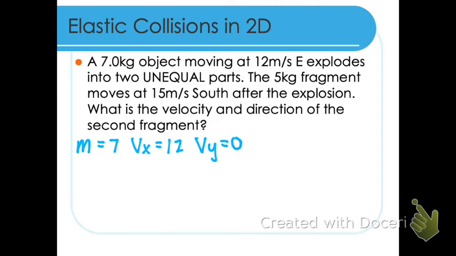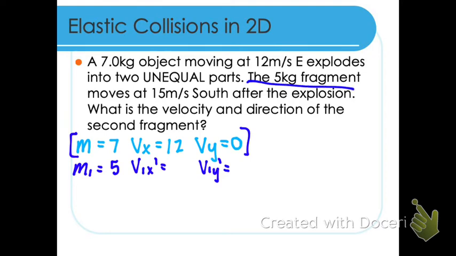Okay, so now let's talk about when they split. When they split, these would be like our initial things. When they split, M1 equals 5, V1x prime, and V1y prime. We have those values, right? The 5-kilogram fragment moved 15 meters per second south after the explosion. So after the explosion, do I have a V1x prime?